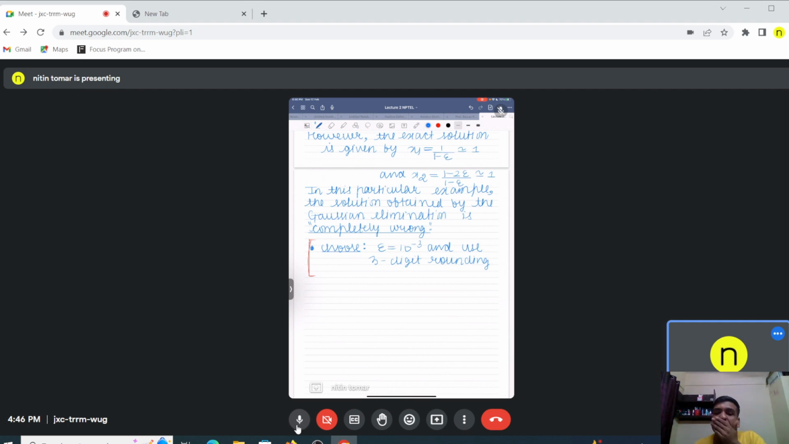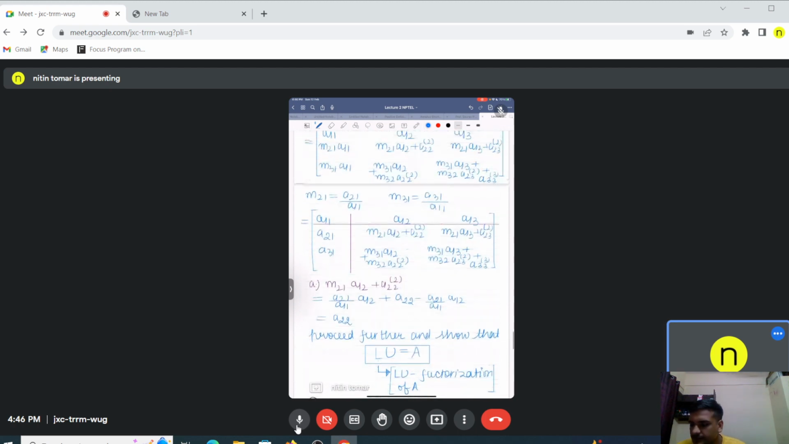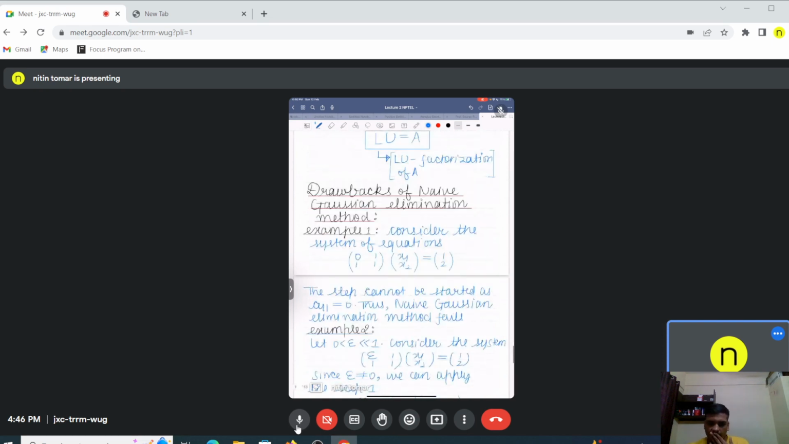So this method fails. Clearly, this naive Gaussian elimination method is failing miserably. This much you agree?